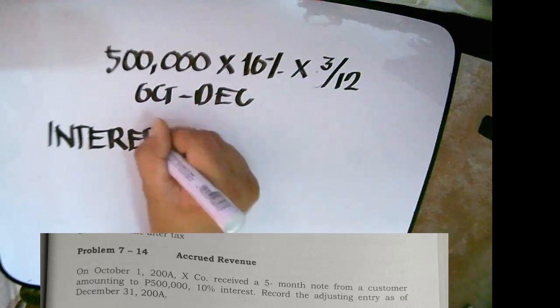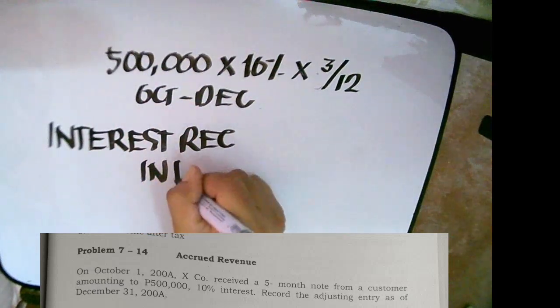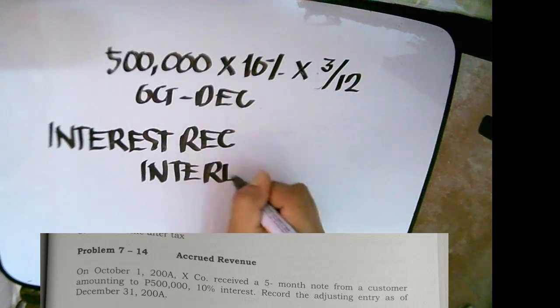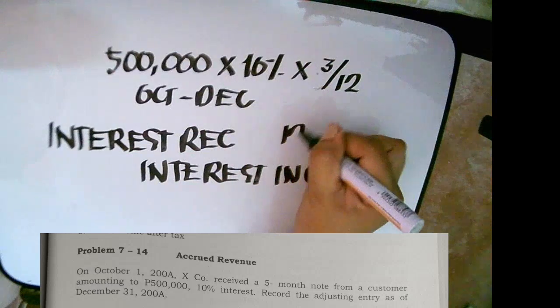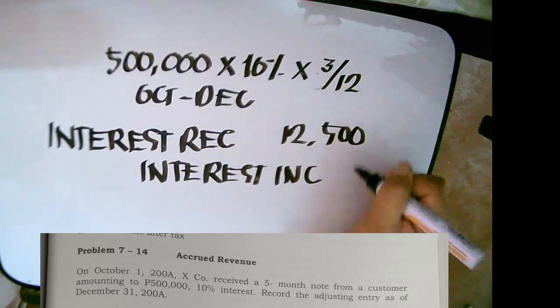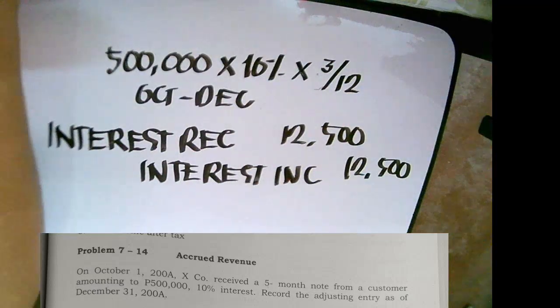So our entry is, we debit interest receivable, and then we credit interest income in the amount of 12,500. So that is our entry.